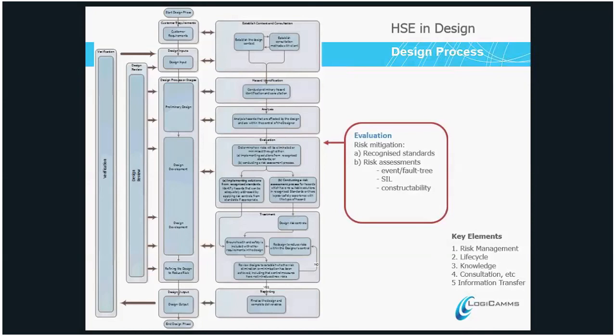And that may involve anything from event and fault tree analysis, SIL studies, constructability studies, HAZOPs, all those sorts of processes that we can use to try and understand and mitigate those risks.